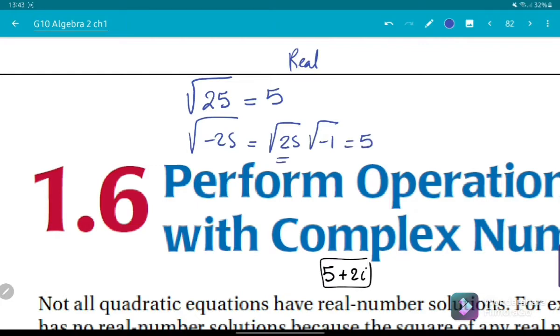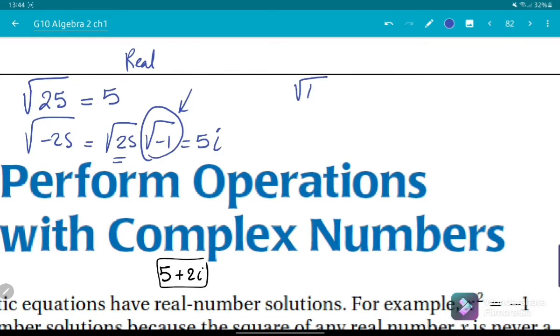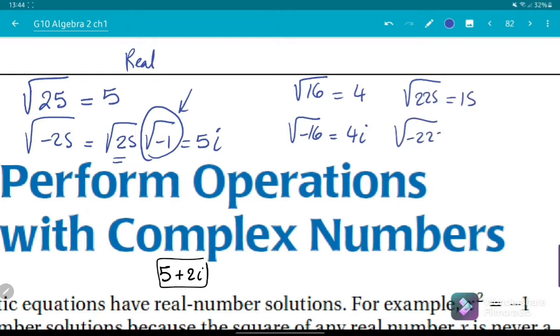This is 5. What is the square root of -1, which is the new topic today? We will imagine a value, it will be an imaginary number, and we will represent it by i. So the answer will be 5i. For example, the square root of 16 is 4, but the square root of -16 is 4i. The square root of 225 is 15, and the square root of -225 is 15i. This is the meaning of the square root of a negative number.